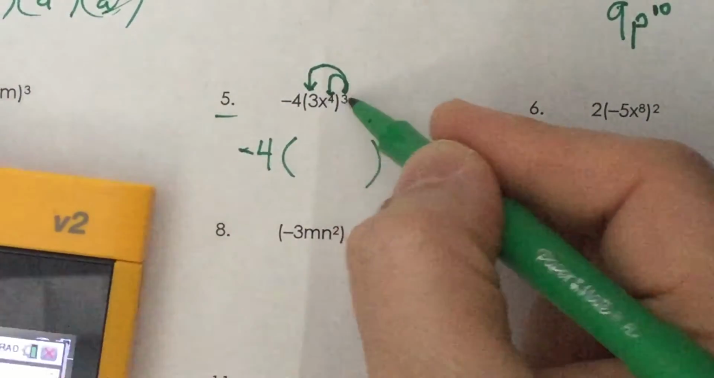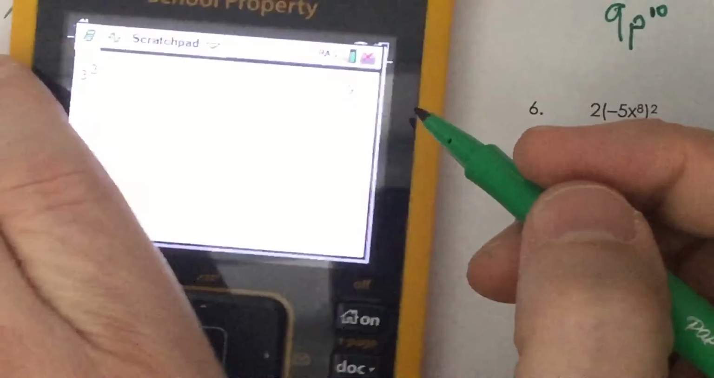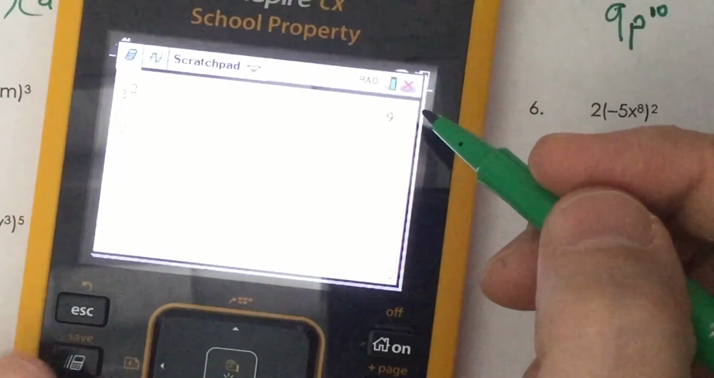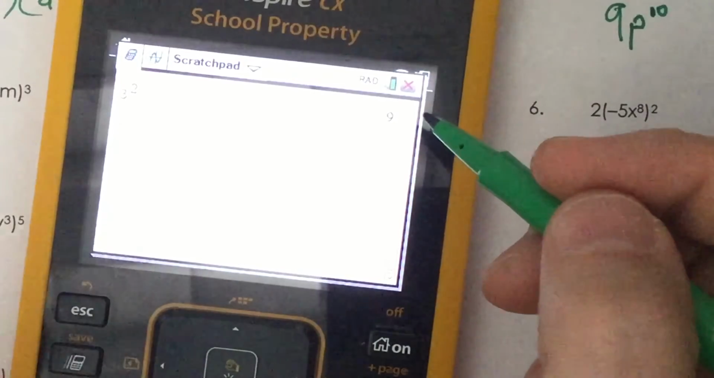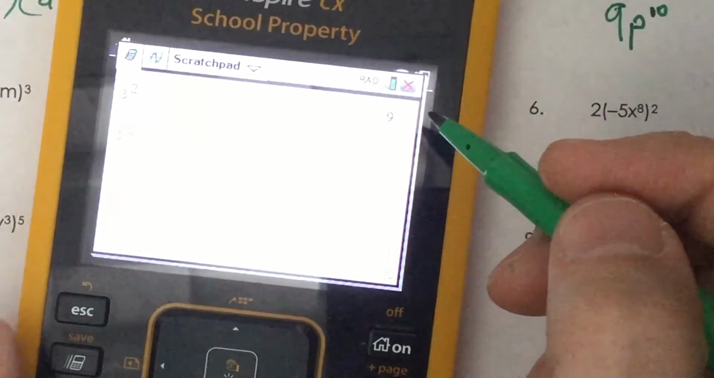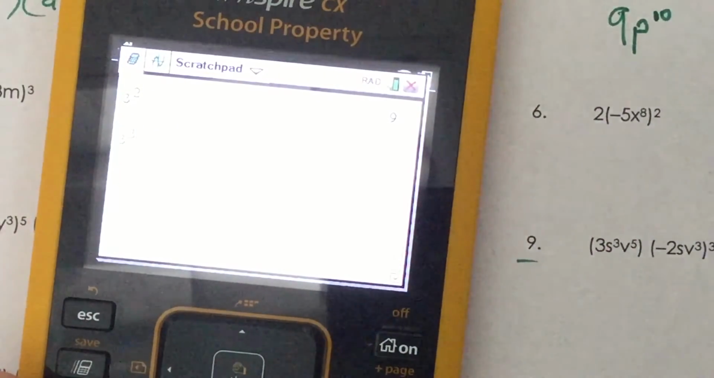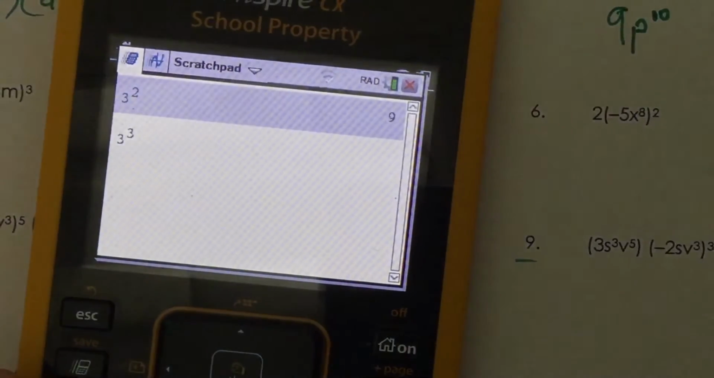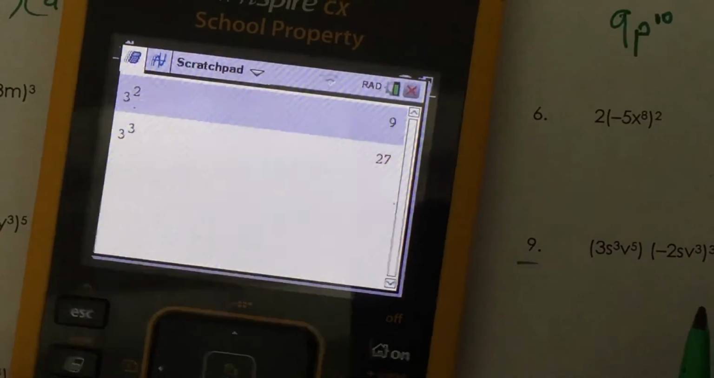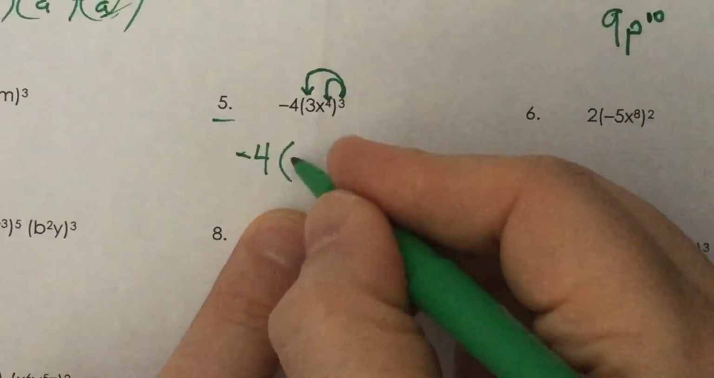So I'm going to put 3 to the power of 3 in the calculator, just to do that in the calculator. 3, and then caret top 3. And it looks like you'll not be able to see that because it's too bright. There we go. 3 to the power of 3. Enter, you get 27. Okay? So that 27 goes here.